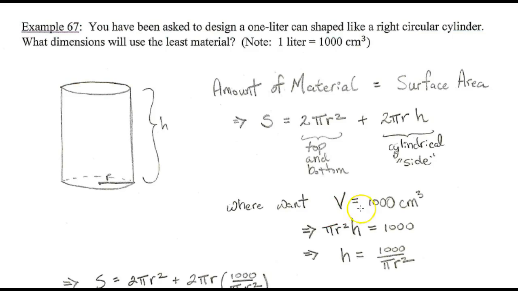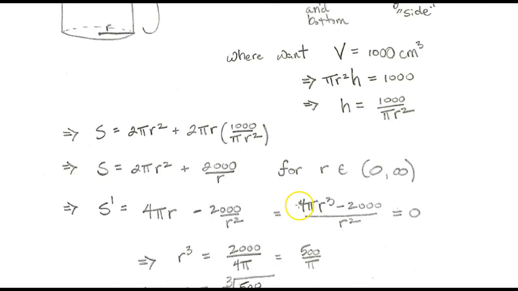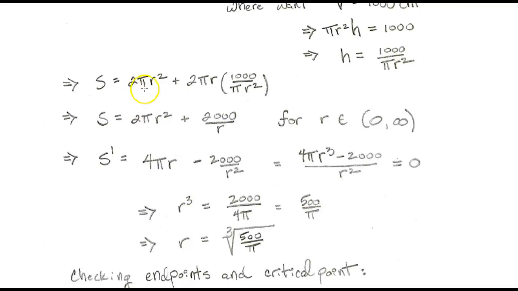Well, we know that we want the volume to be exactly 1,000 cubic centimeters. The volume of such a can is the area of the base, which is pi r squared, times the height. That's how much this can hold, pi r squared h. So we want pi r squared h to be 1,000. Solving for h in terms of r, we get h equals 1,000 over pi r squared. We plug that back in for h, and the surface area is 2 pi r squared plus 2 pi r h, but h is 1,000 over pi r squared. Simplifying, that's 2 pi r squared plus 2,000 over r.